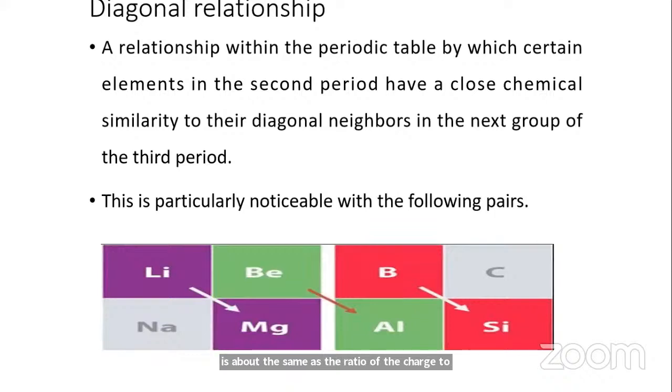And so because of that, they will have a similar polarizing power, and that will give the compounds that are formed similar properties. So the polarizing power in the lithium plus ion and that in the magnesium 2 plus ion is similar. As a result of that, the chemical properties of the compounds that are formed will also be similar. So that is the diagonal relationship.